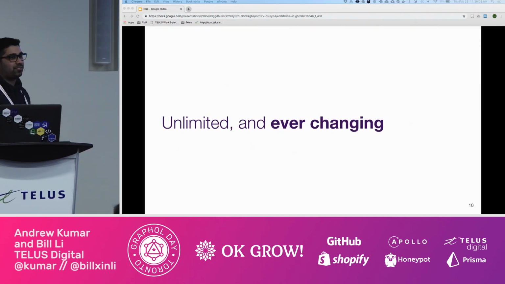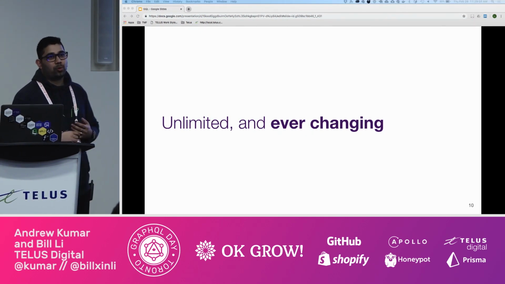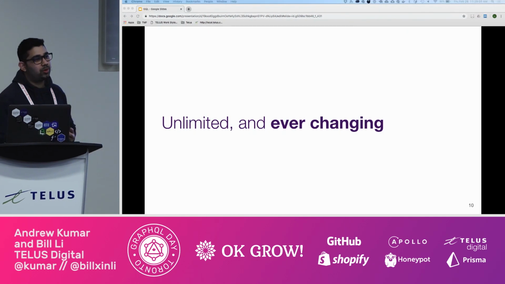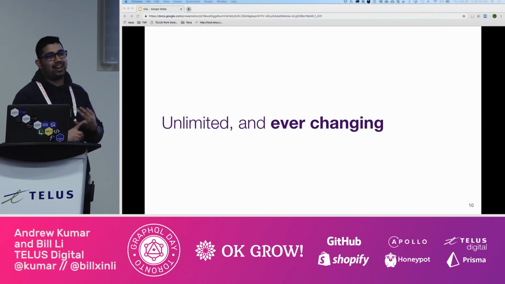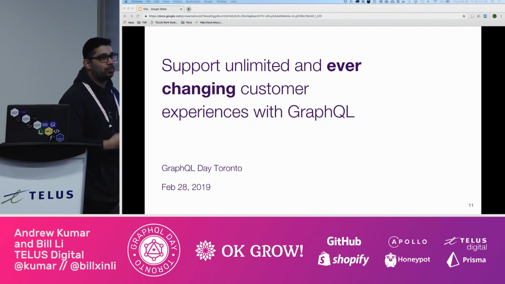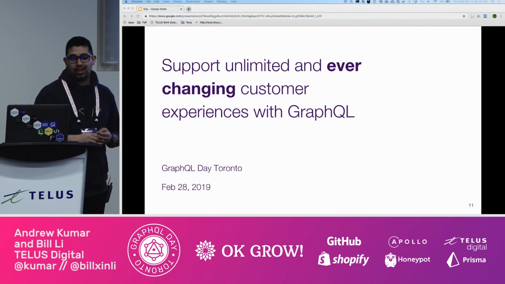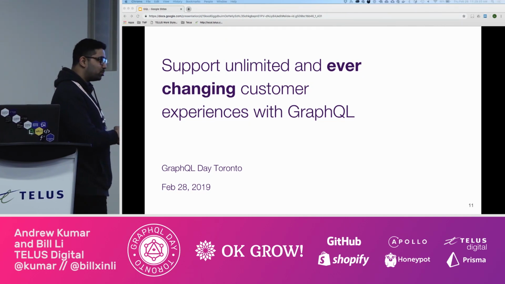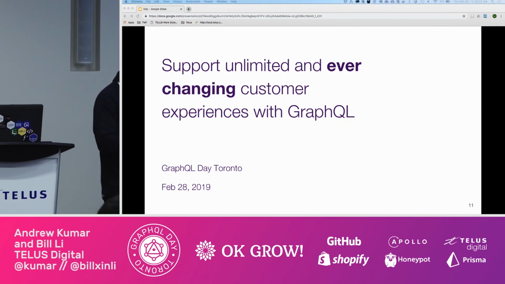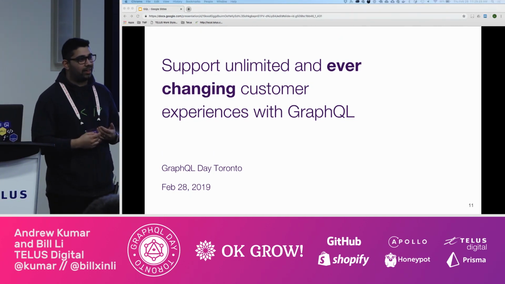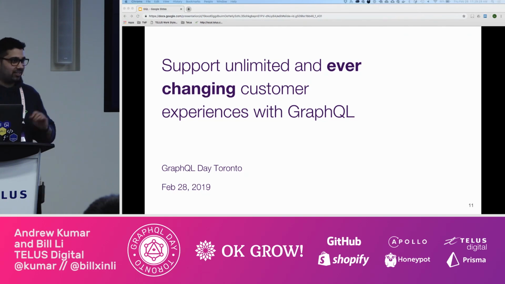So we're shifting this around, just looking at what our pain points are, looking at what our problems are, and how we're framing this. We really want to talk about both unlimited and ever-changing. So we want to talk about how do we support unlimited and ever-changing customer experiences with GraphQL. Now, this is not a TELUS-specific talk. Like, this hits a lot of industries and a lot of companies. This is hitting us, so it's near and dear to us, but it's not TELUS-specific.